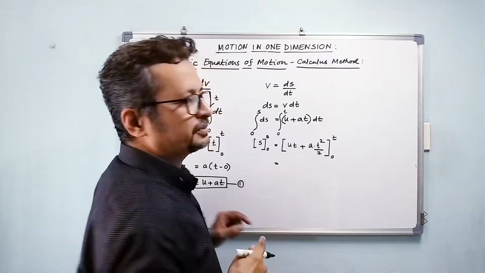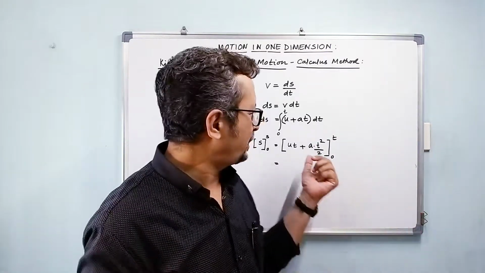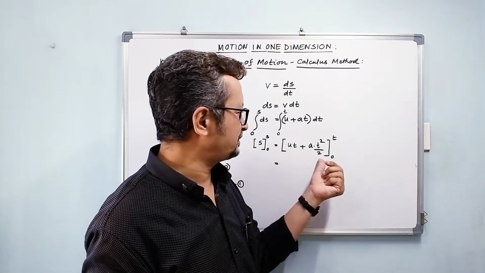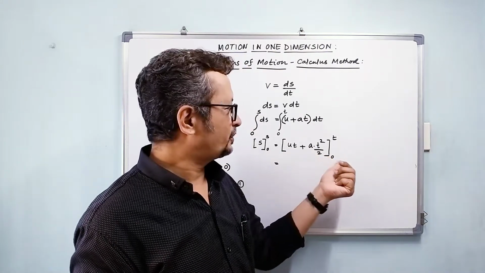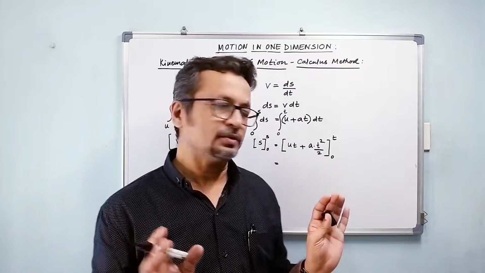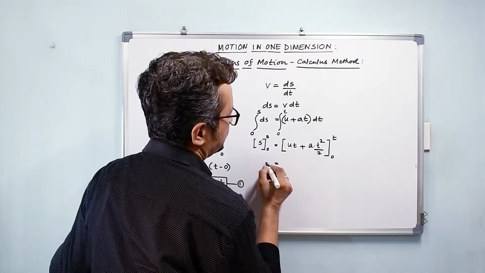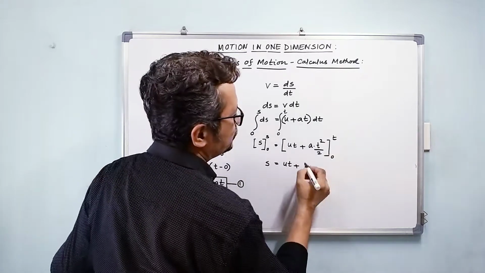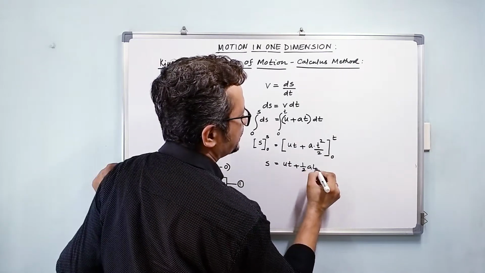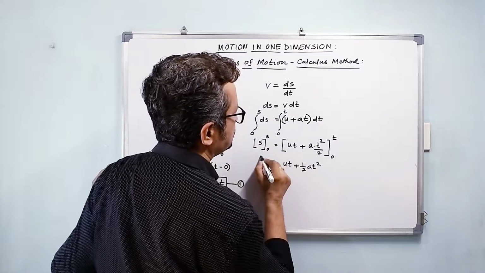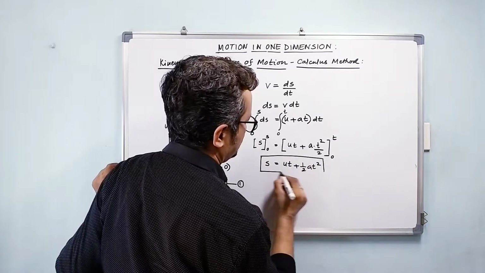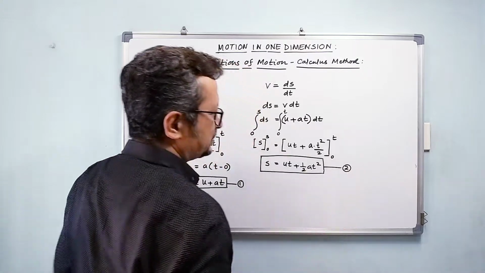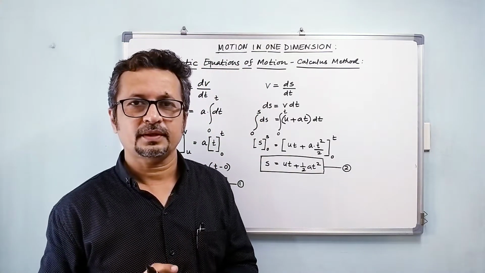So obviously you substitute the upper limit. You have t terms here, t and t square. My lower limit is anyway going to be 0. So what I get over here is s is equal to ut plus at square by 2. I'll write it as half at square, and this is my kinematic equation number 2.